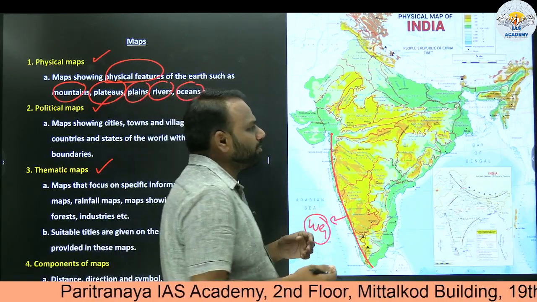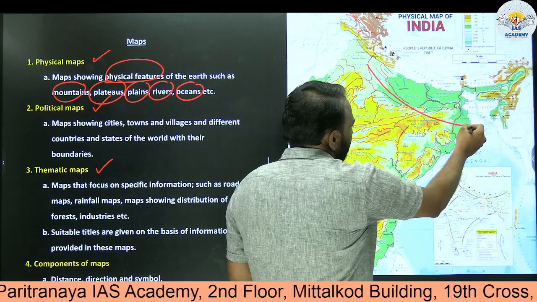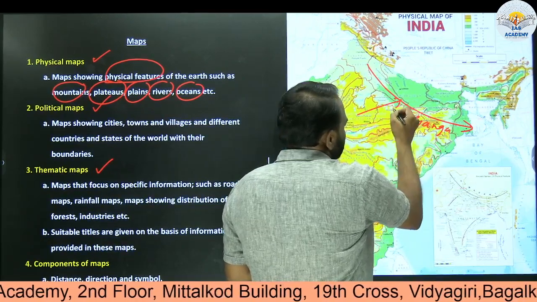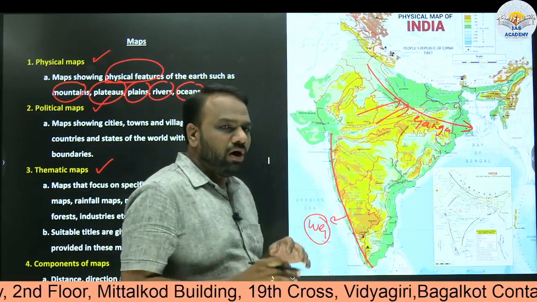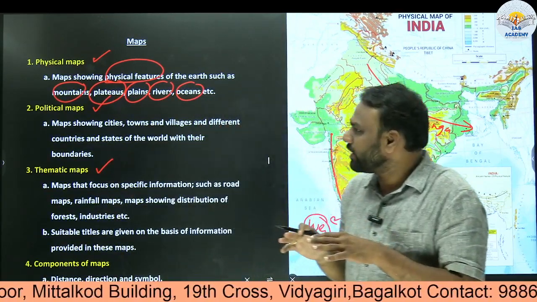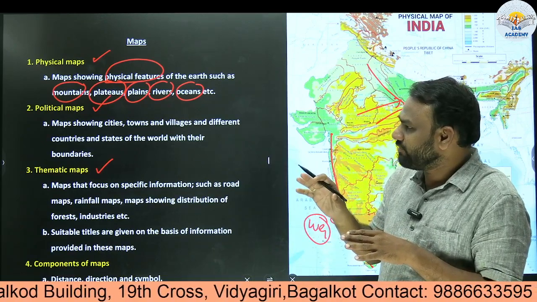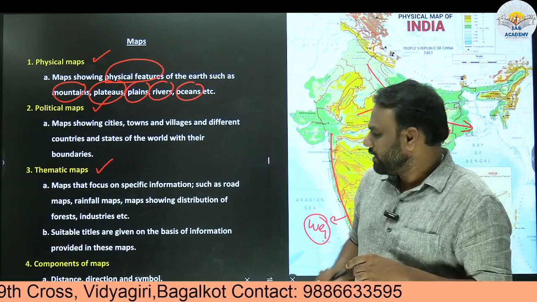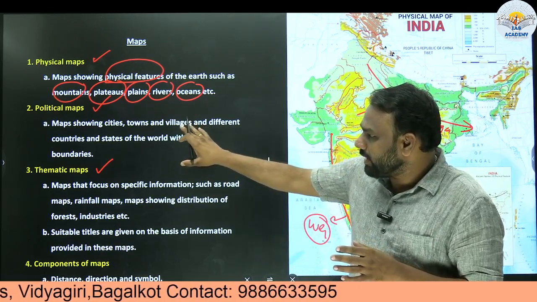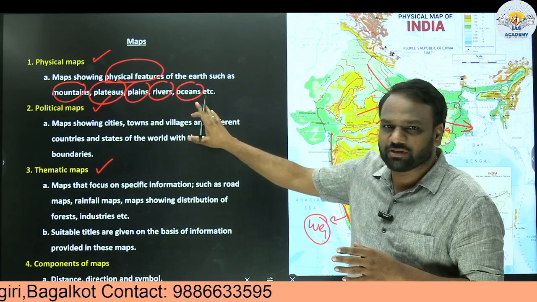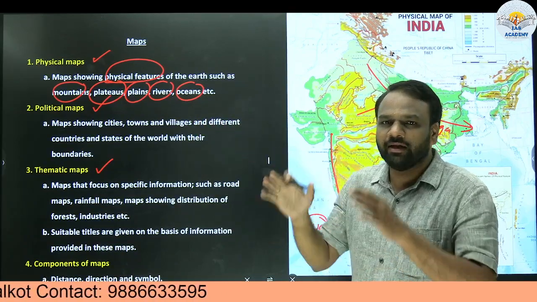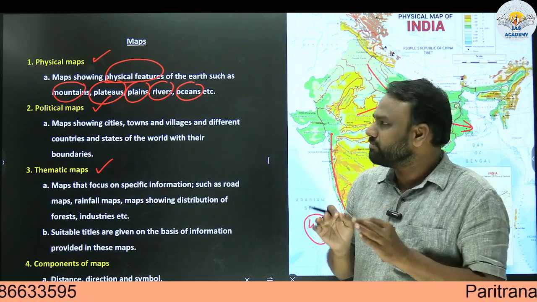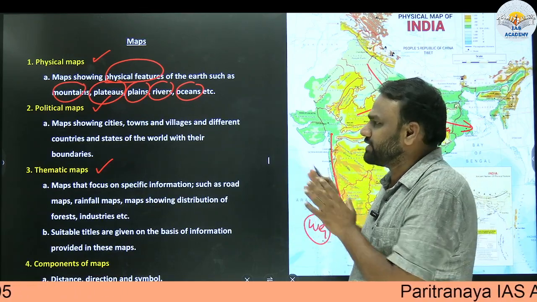Similarly, a physical map gives information about a river system. For example, it may give information about a river called Ganga, and it may also give information about its tributaries. All such information presented on a map is physical features, so such a map we call a physical map. Sometimes even in political maps we may show rivers and oceans. It's not exclusive, but generally the physical map consists of information pertaining to physical features of the earth, that is mountains, plateaus, plains, rivers, oceans, etc.